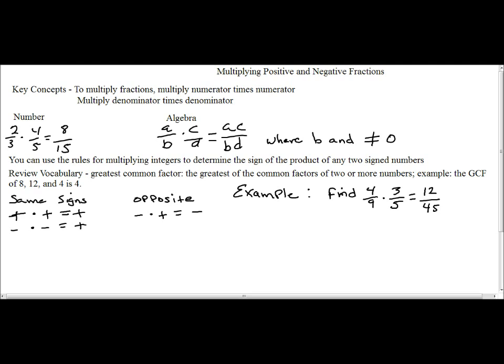Because 12 and 45 share the factor 3, we can divide both of these by 3, and that will give us 4 over 15. Alright, now let me show you something. If we use this method, I'm going to rewrite it, and I'm going to put a different color here so you may understand exactly what I'm doing.